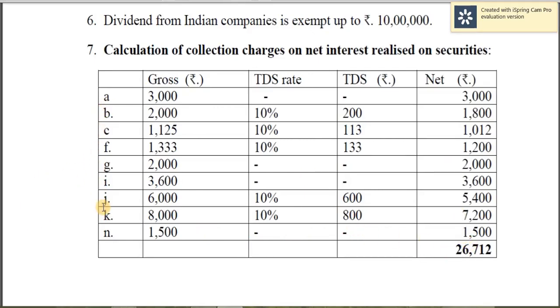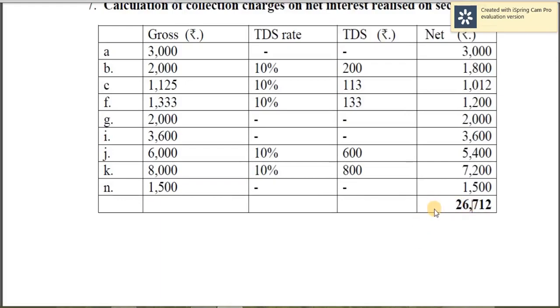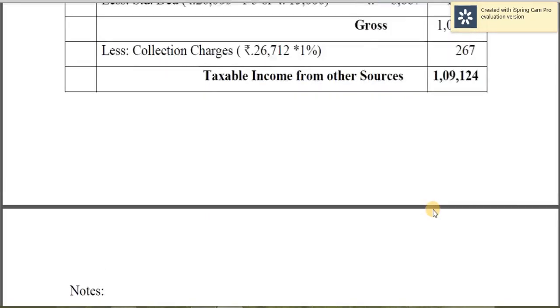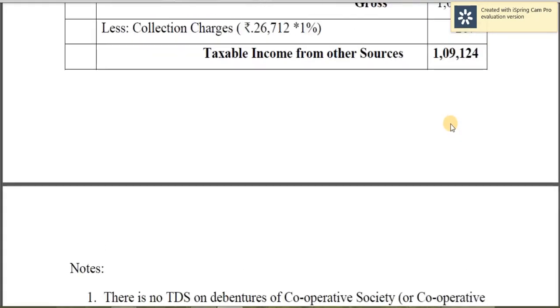So you have to relate these points to the related items. So total amount realized, net amount realized, that is 26,712. So these are the amounts calculated after excluding or after deducting TDS. So 26,712, that is the net interest realized. So on this, we are calculating 1% commission, and that is the 267, and therefore 1,09,000 is the income from other sources.